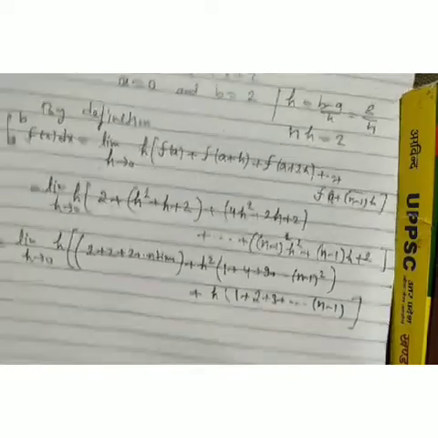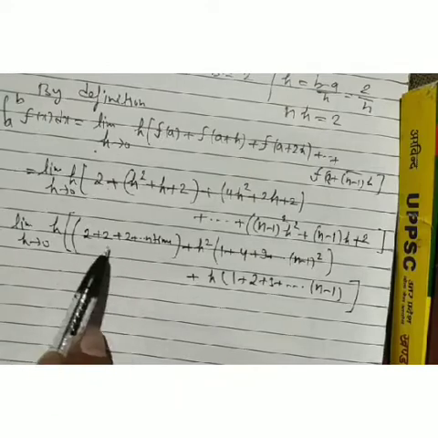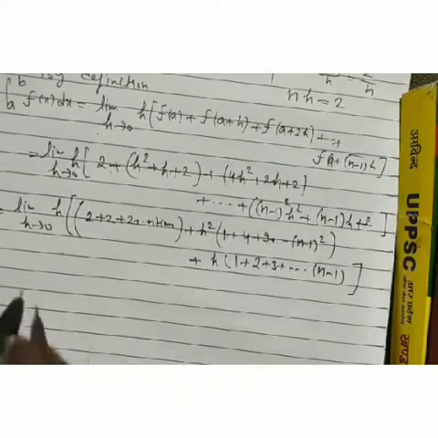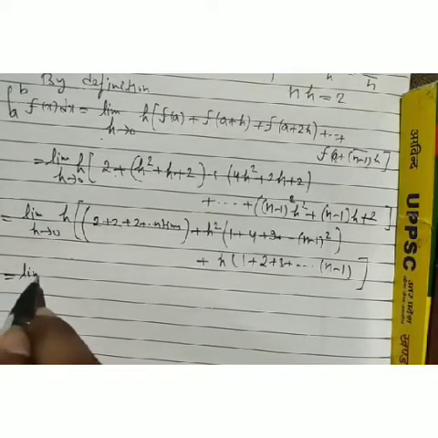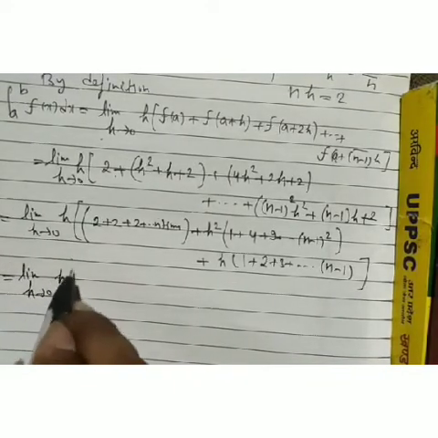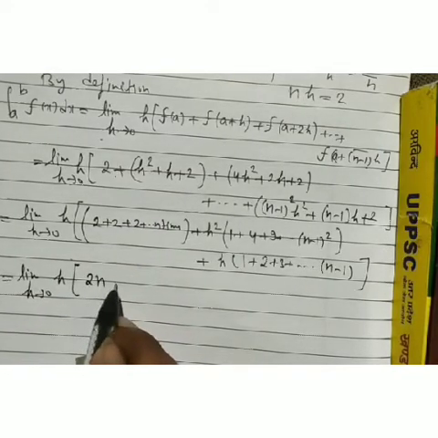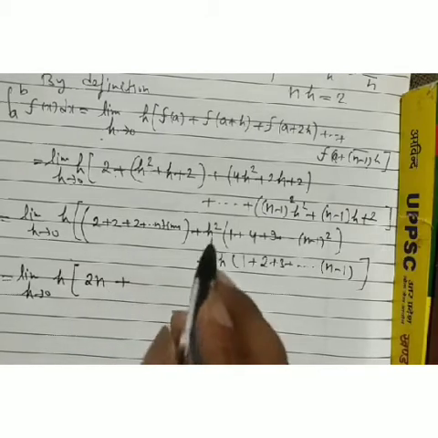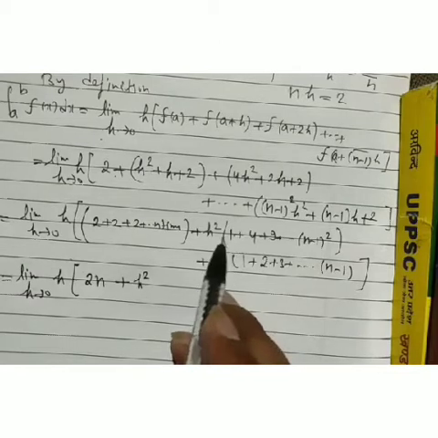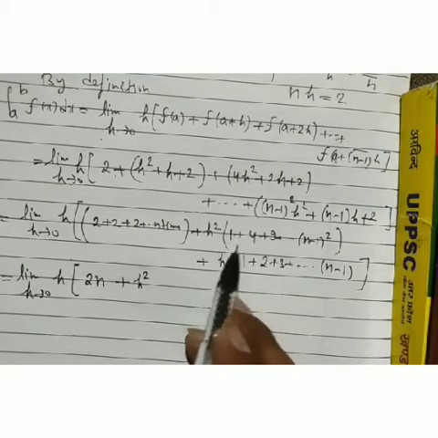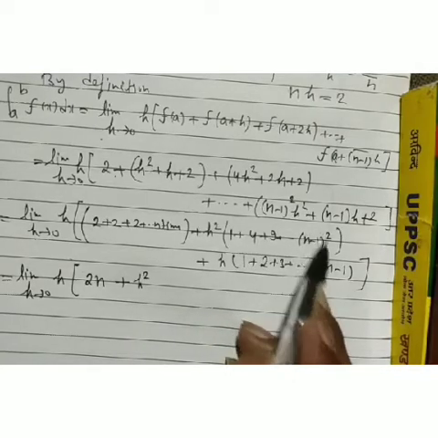Now we have divided the whole series into 3 series there. What about this 2, n times? It's 2n. Then limit h tends to 0 into h. Here we get our value. It's 2n and plus, now look, h squared. Yesterday we discussed, we have to learn series values there. It's our series: 1 squared plus 2 squared plus 3 squared plus up to (n minus 1) squared.